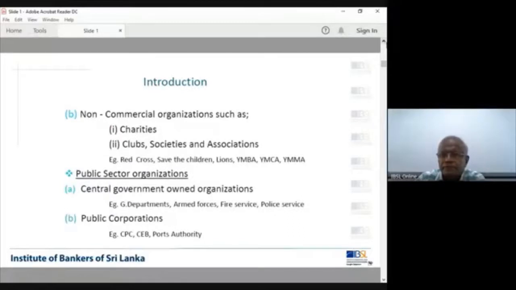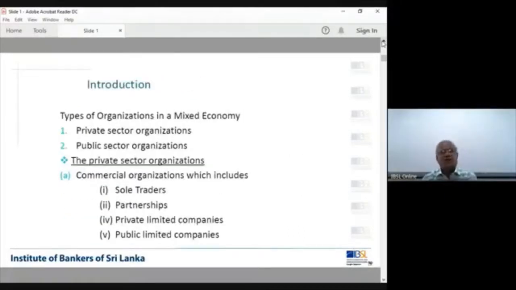Introduction. Types of organization in a mixed economy. Organizations in a mixed economy, a market economy, right? What are the types? Private and public. Private sector and public sector organizations. Government departments, government corporations, the ports, airports, these are the public sector. Then the private sector: MAS, Brandix, a large number of private sector organizations. Still, we are not using the term firm, just organization.